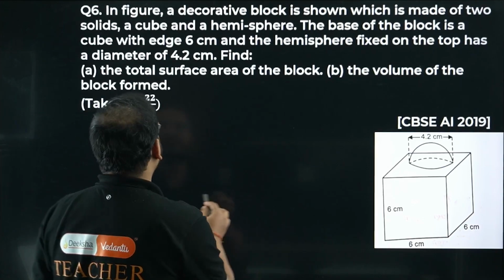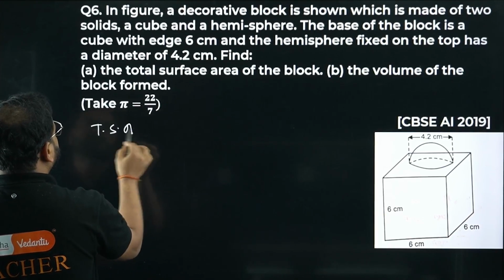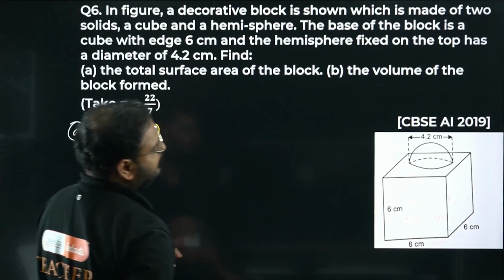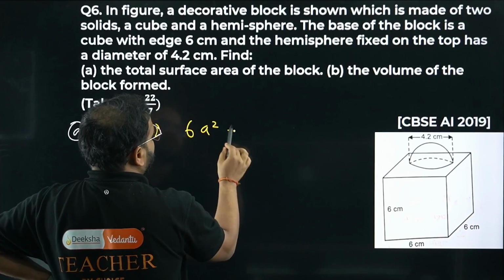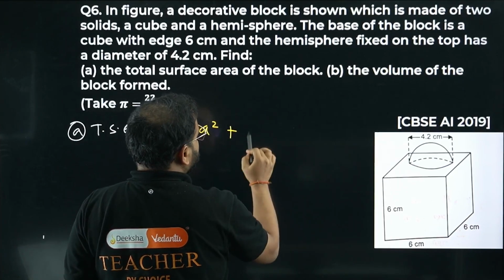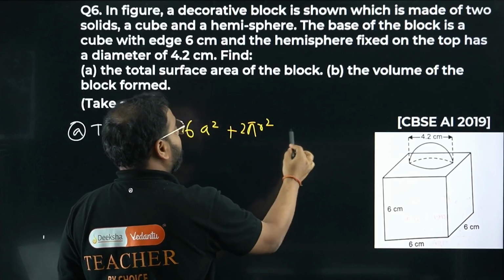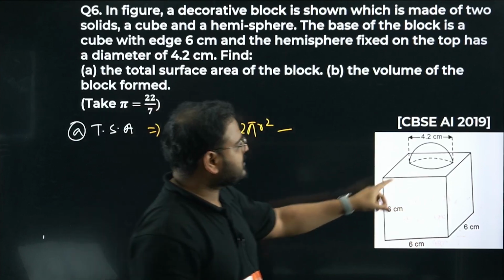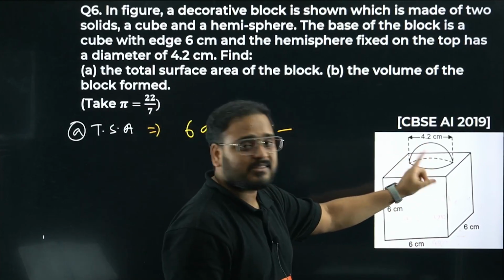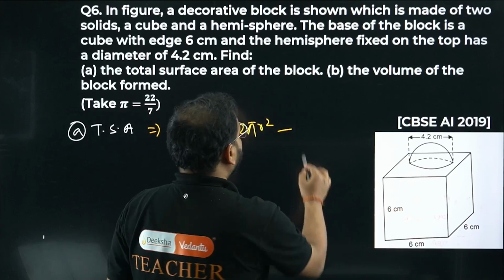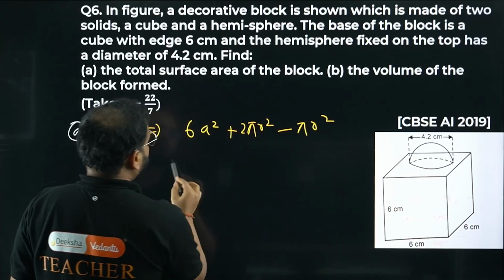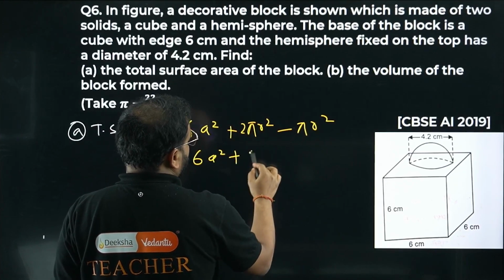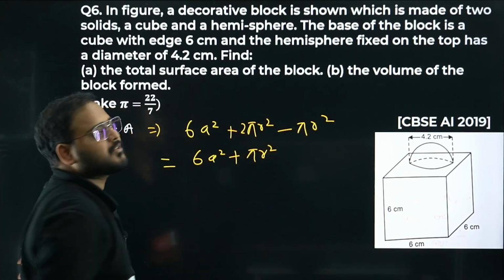Check this out. For the TSA part, sir, this is part A. What I'm getting, bacha? I have to find for the cube, how much is that? 6a square plus. What is the surface area of the hemisphere, sir? 2 pi r square minus. TSA: cube's total surface area 6a square plus 2 pi r square for the hemisphere, and then subtract what, bacha? This circular part. How much is that? Minus pi r square. I'm getting 6a square, plus and minus will become simply subtraction, so pi r square. 2 pi r square minus pi r square is pi r square.